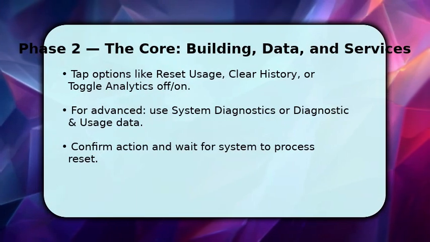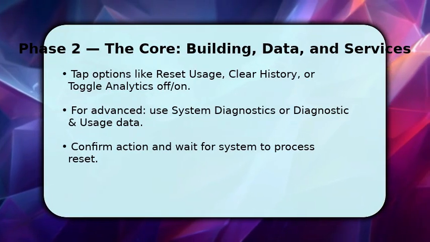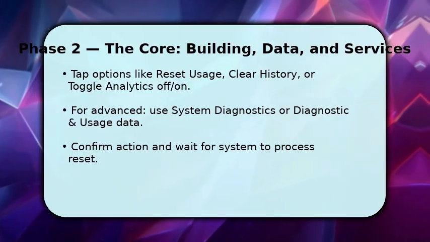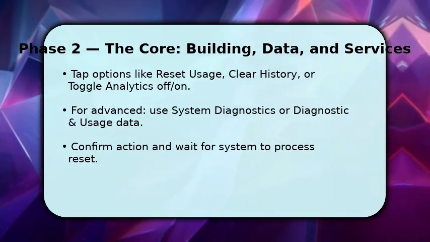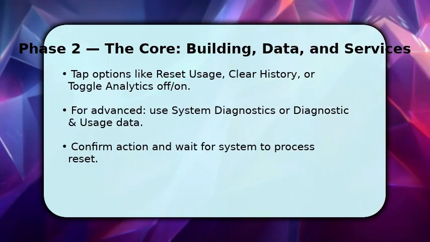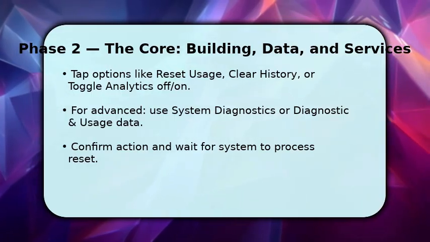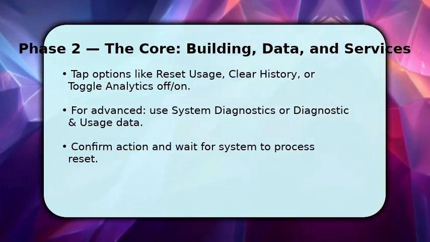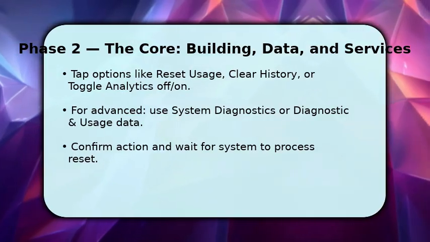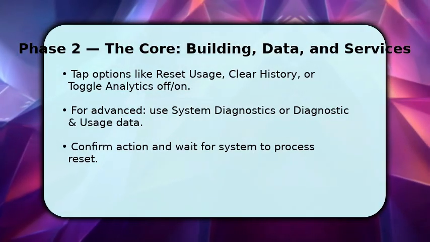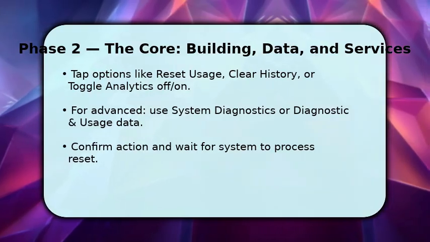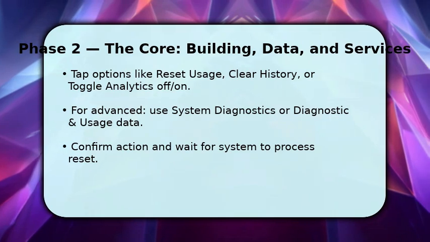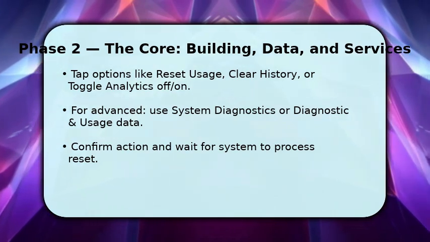You now perform the core action. Select the appropriate control labeled Reset Usage, Clear History, or Turn off Battery Analytics, then back on to force a reset. If your OS hides the option, open Diagnostic and Usage or System Diagnostics and remove recent logs that feed the battery graph. Make sure to confirm any prompts. The system may need a minute to purge cached metrics. Once done, return to the battery screen to verify the graph zeroes out or shows only new data.